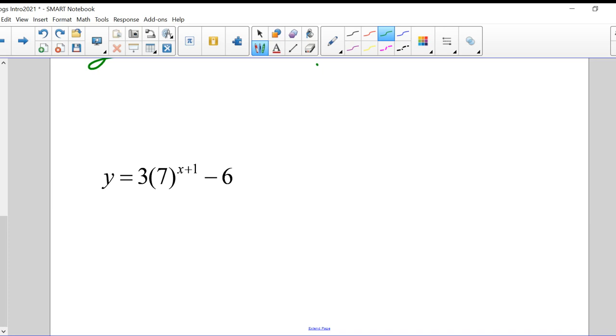Come on, folks, get involved here. Everybody should be jumping in and giving me an answer for that. What's step 1? I'm trying to find my inverse function, plus 6. Well, we do this first. Let's just switch the x with the y first. That's generally a good place to start. So x equals 3 times 7 to the power of y plus 1, minus 6.